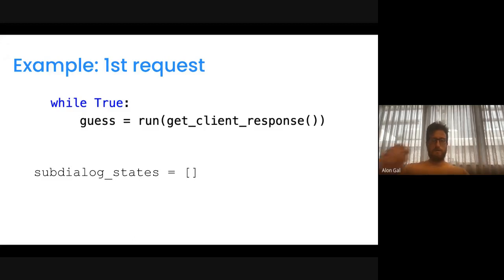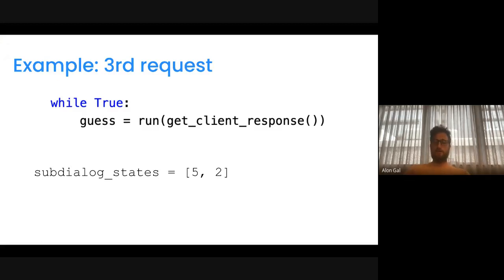So let's see one example. We have our first request. The subdialog states, which is in the database, is basically empty right now. And we reach this run get client response. This halts execution and waits for the next client request. And the next client request comes in and it has the number 5. So we populate this subdialog states list with the number 5. And then we wait for the next response, which is the number 2.